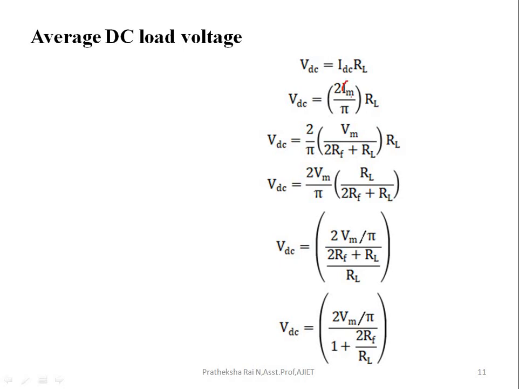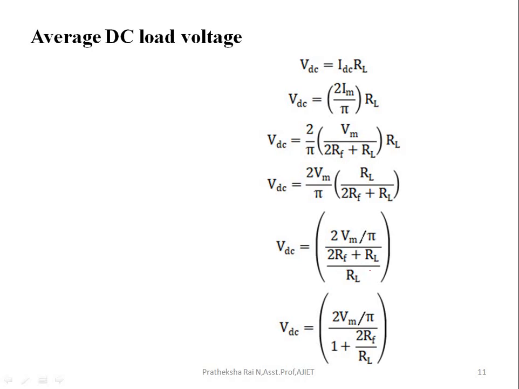Im can be written as Vm divided by 2 Rf plus RL, because we are supposed to find the voltage. Okay, everything will be with respect to voltage. Very important, it is not Rf but it is 2 Rf plus RL. So 2 Vm by pi into RL divided by 2 Rf plus RL. So VDC is equal to 2 Vm divided by pi divided by 2 Rf plus RL divided by RL.